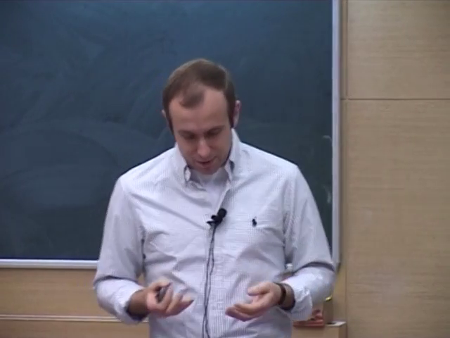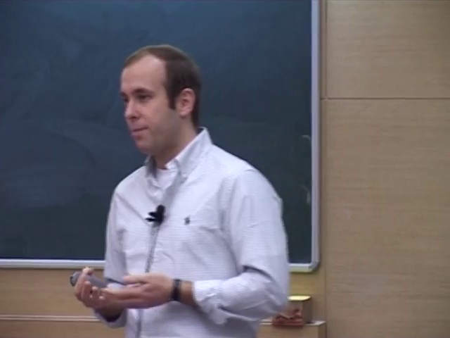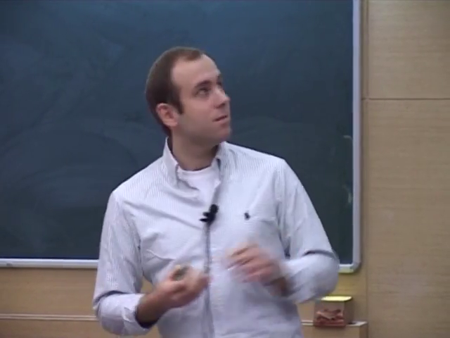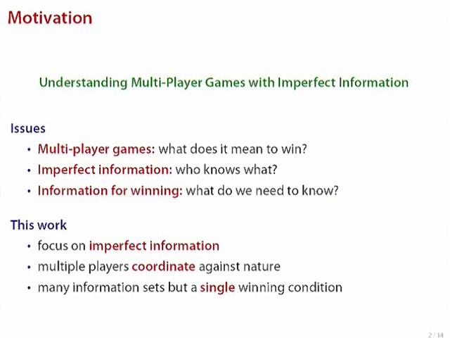But then when you add imperfect information, you also have this problem. So how do you describe it? What does it mean that a player knows something? And then there is the next problem. So what does the player really need to know to play well? So for a Nash equilibrium, if whatever I do, I lose terribly, then maybe I don't need any knowledge. So these issues come together, and we tried to somehow separate them a little bit.